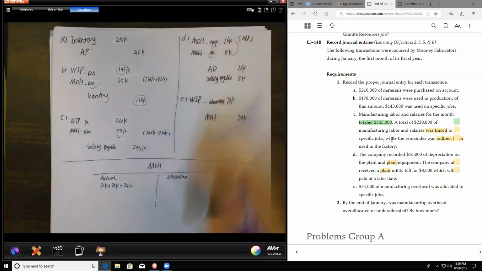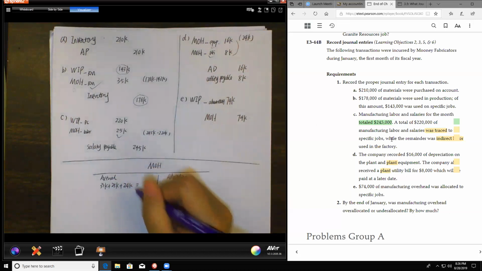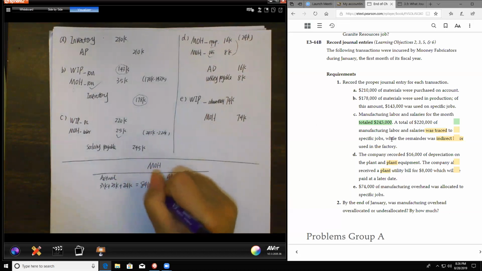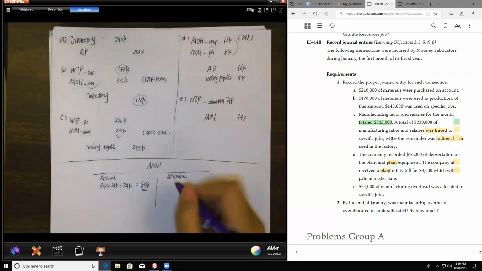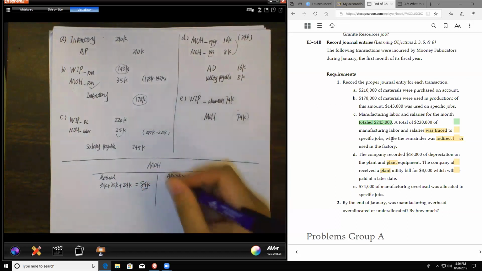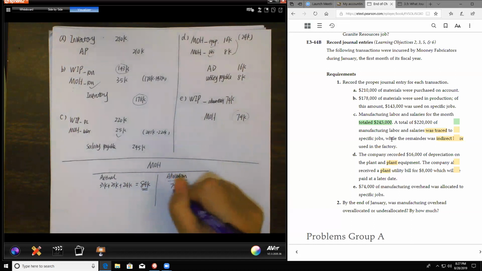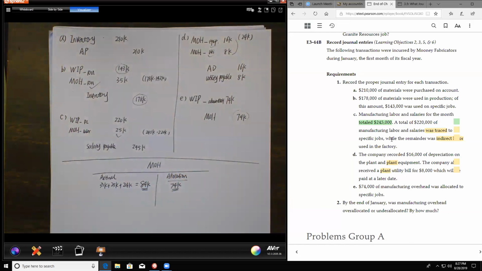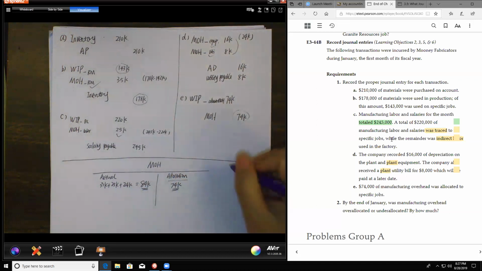I just put 24,000 there. So total is 84,000 of the actual, but you only allocated 74,000. So actual is more than your allocation. So you under allocate, right? You under allocate. You didn't allocate enough.